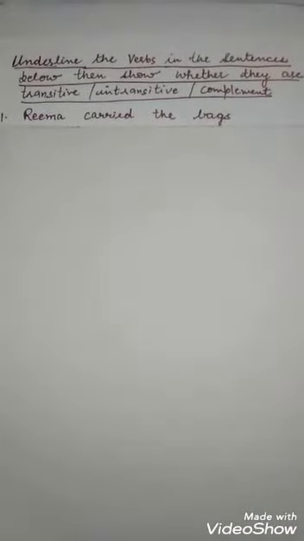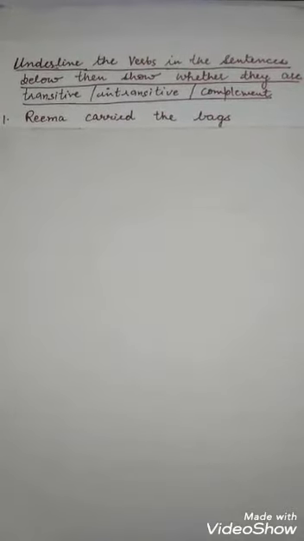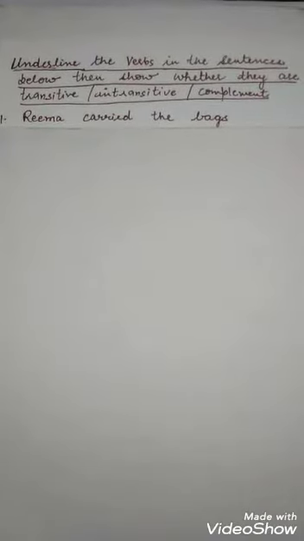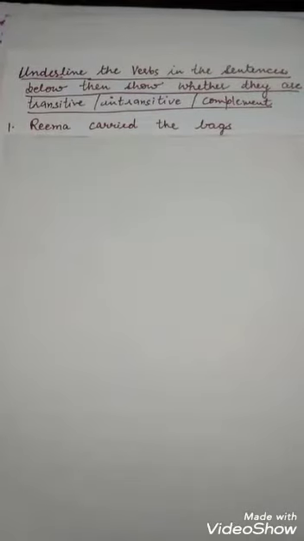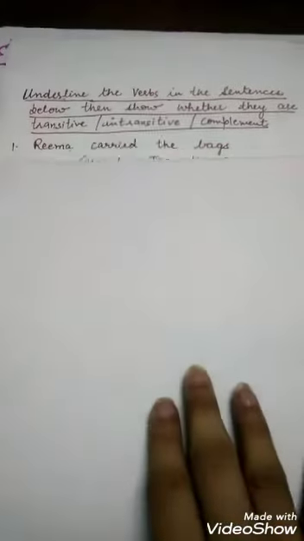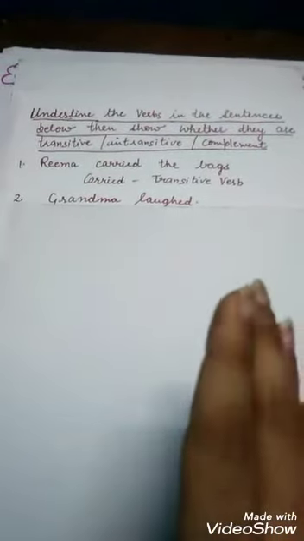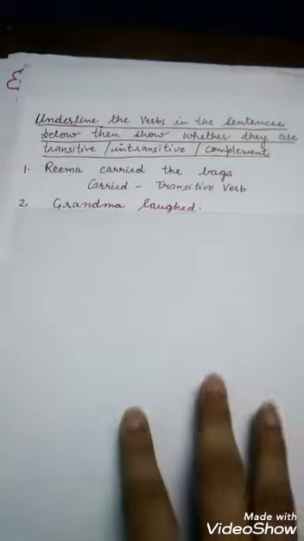Now let's discuss a few examples related to the types of verbs. What you have to do is underline the verbs in the following sentences and then show whether they are transitive verb, intransitive verb or complement verb. Now let's talk about sentence number 1. Rima carried the bags. Yes, very good. Carried is a transitive verb as the object on which the action is performed is given in the sentence.